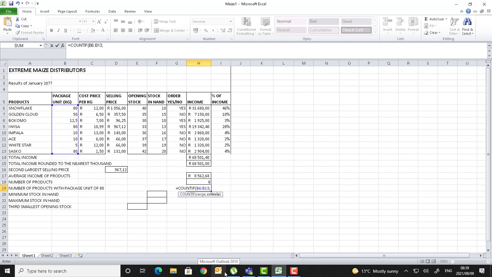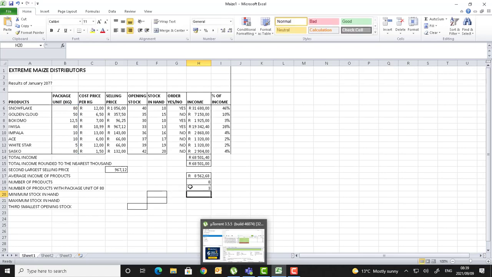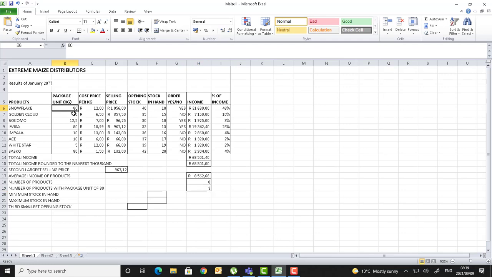Now comma, we have to put quotations as we are going to put the criterion. So comma equals to, because they said the ones that are of the unit 80. So we will say equals to 80, then you put the quotation again, and then you close the bracket. Enter. It will say there are 3, which is correct. We have 1, 2, 3, and then they are of 80.